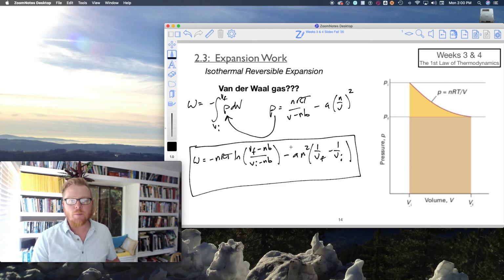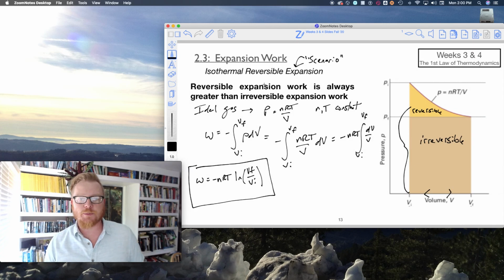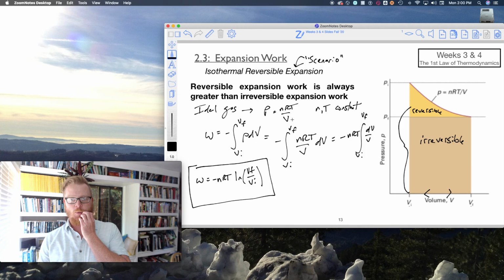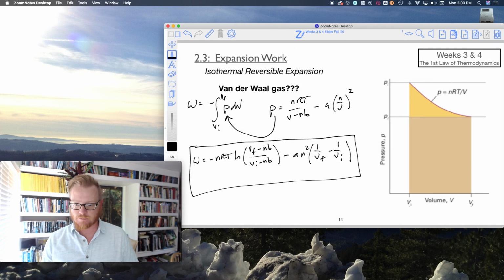Okay. But the important take home is that reversible expansion work is always greater than irreversible expansion work, because the reversible expansion work contains the area under the curve of irreversible work plus its own area for the reversible work as well. Okay? So hopefully that's clear.